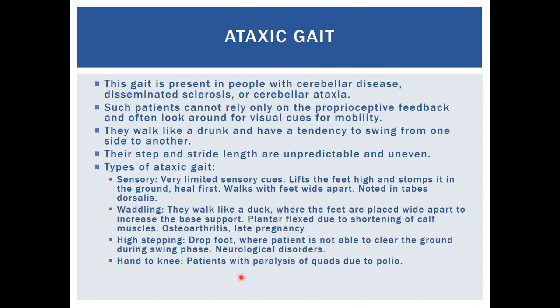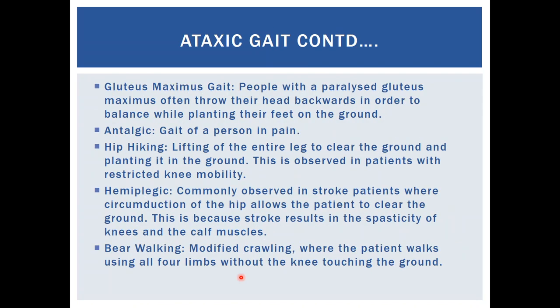And then the hand to knee gait, which is observed in people with poliomyelitis. Because their quads on the affected side are paralyzed and don't support walking very well, they have to put their hand on the knee in order to support and facilitate walking.